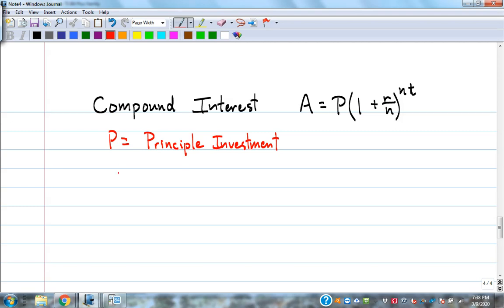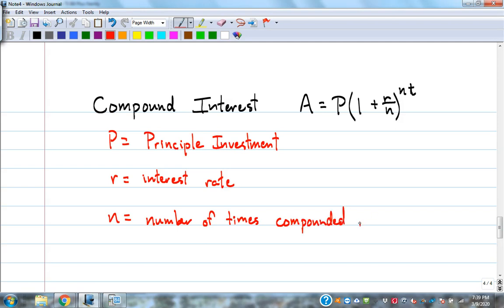The R is your interest rate. If you've got a savings account right now, it stinks. The interest rates are very low as far as drawing interest, like less than 1%. The N is the number of times compounded in a year, and T is time in years.